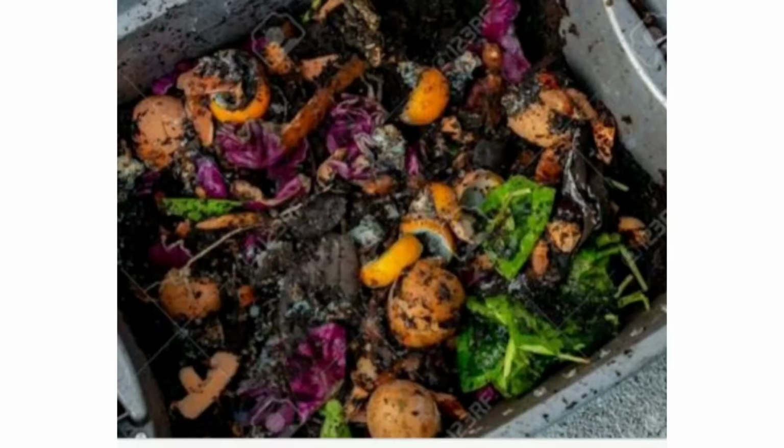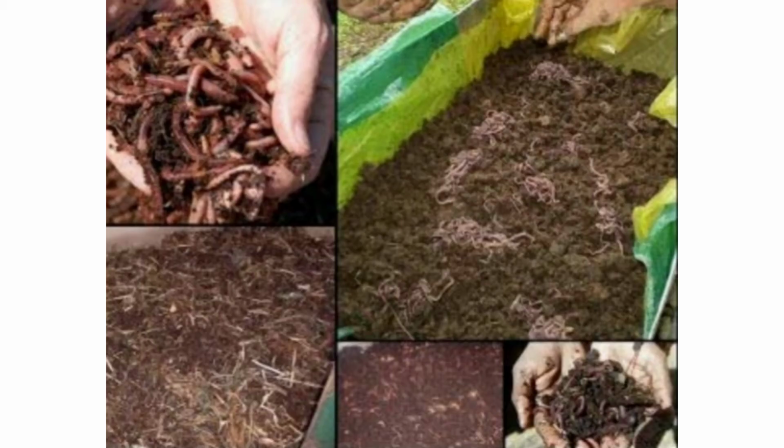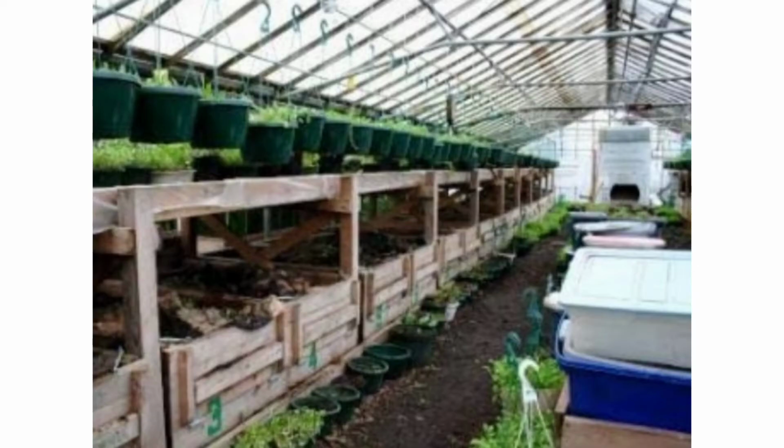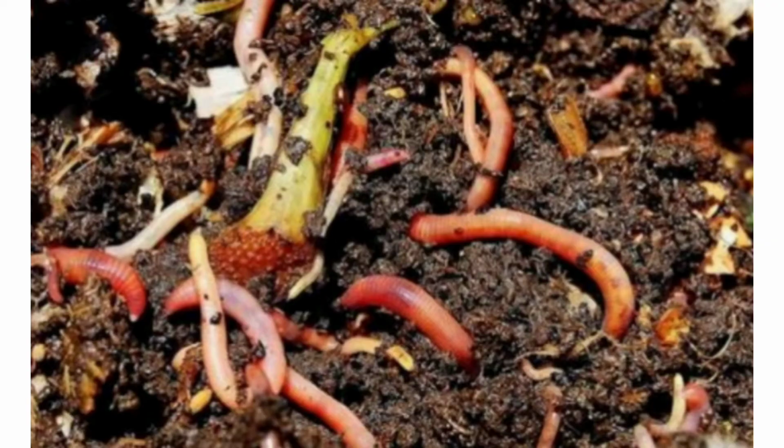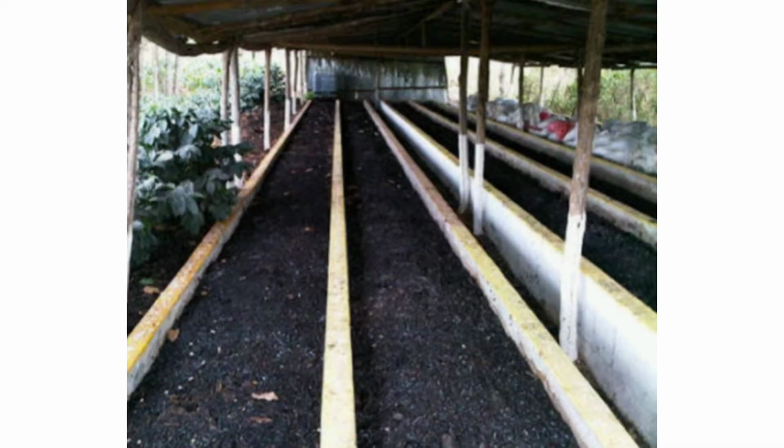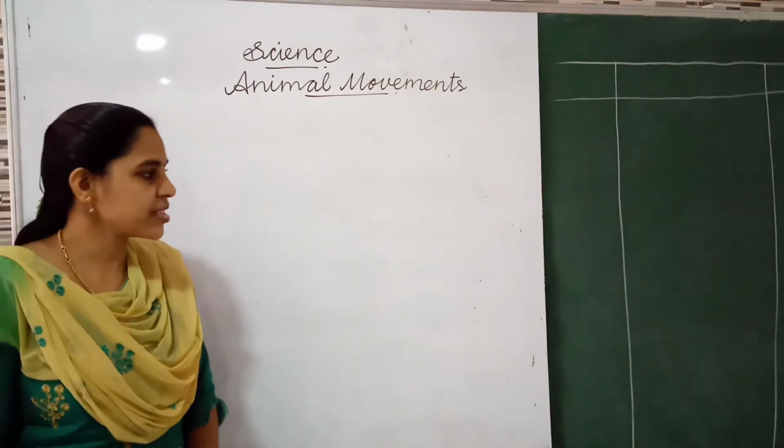Earthworms are used in decomposing food wastes into compost by the process called vermiculture. The manure that we get by the process of composting by earthworms is called vermicompost. Vermicomposting uses earthworms and microorganisms to help break down food waste and other organic materials and convert them into valuable soil nutrients.